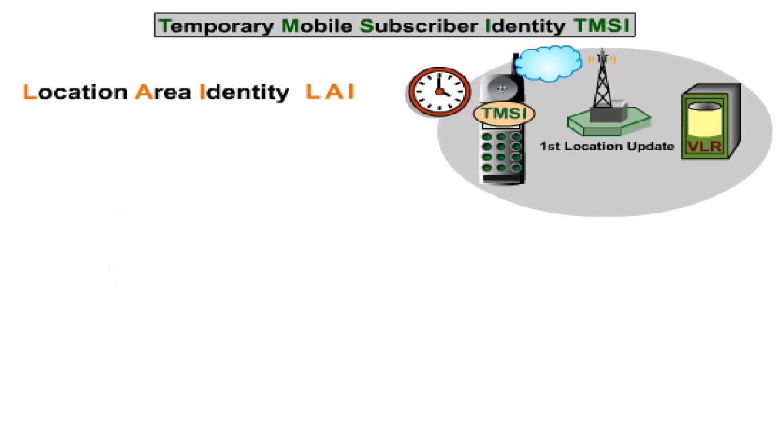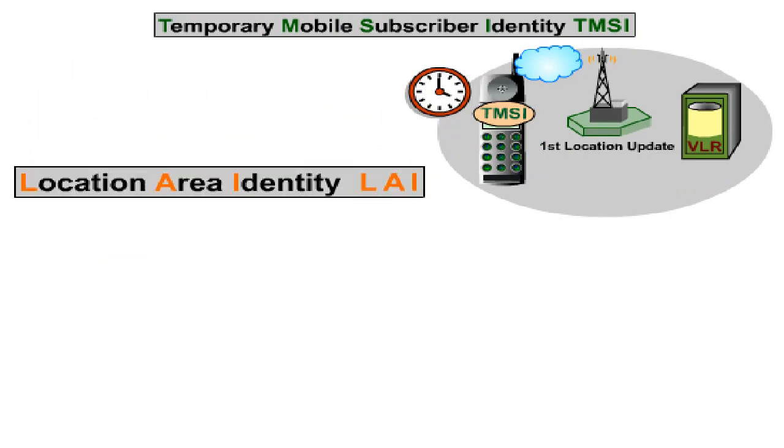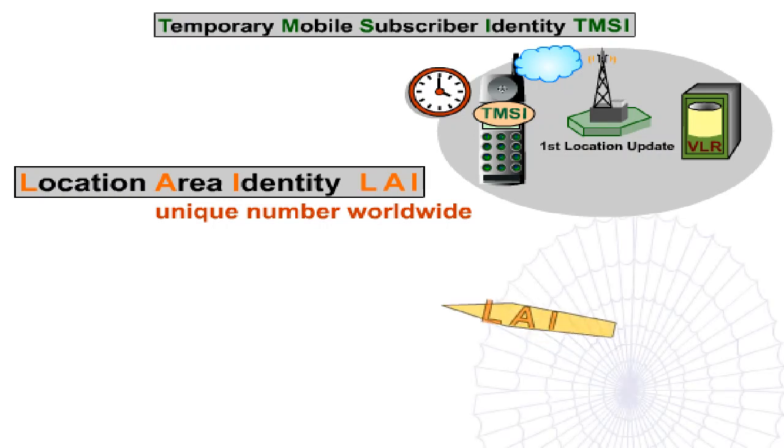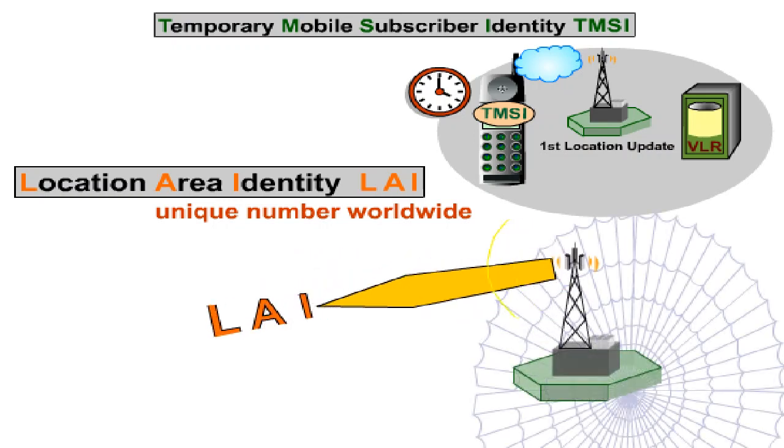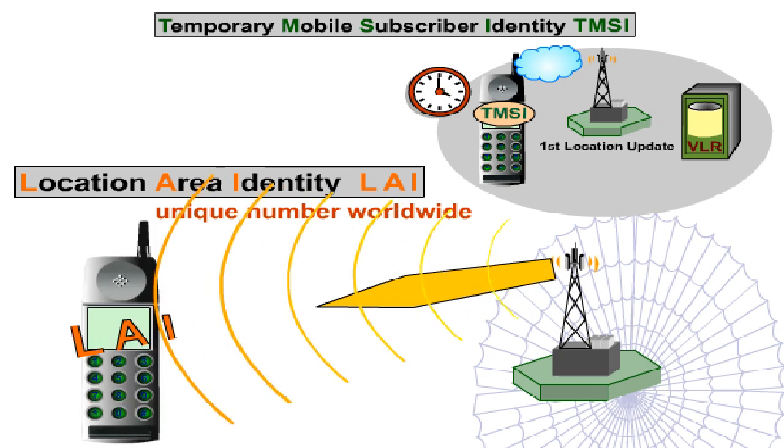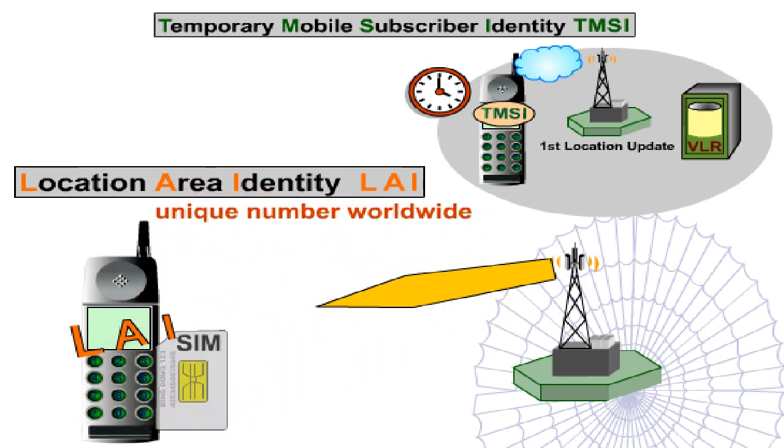The Location Area Identity, LAI, is a unique number worldwide. The net sends it via the control channels of the air interface to the mobile station, so the mobile station recognizes its current position and can store it on the SIM card.